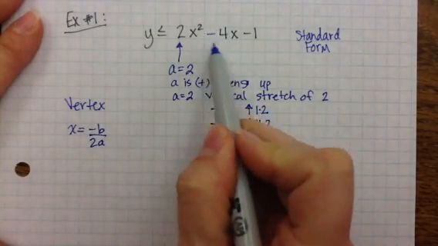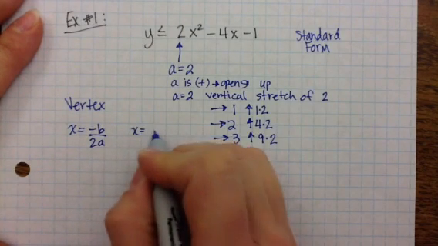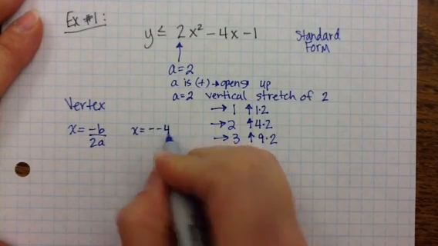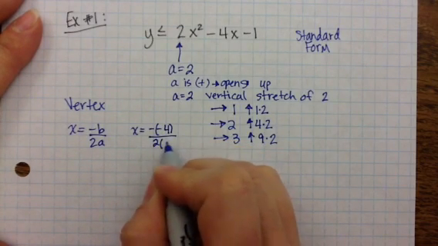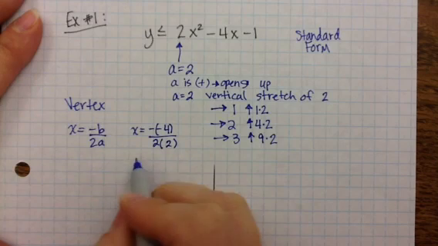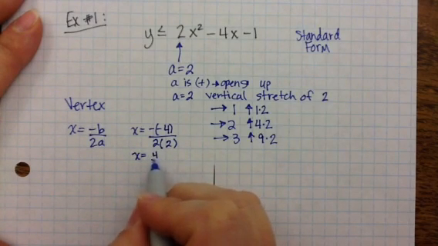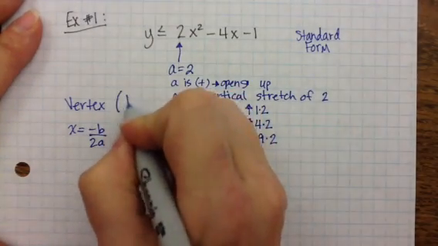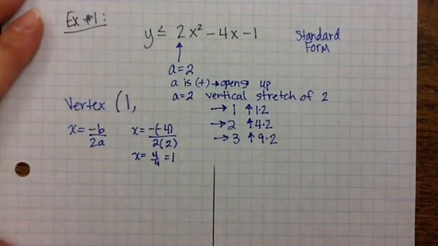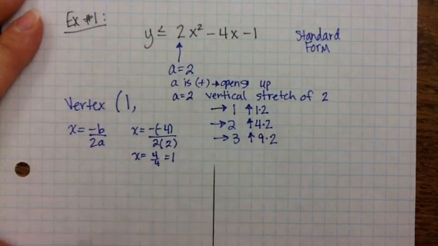b in this problem is -4, so our x-coordinate will be the opposite of -4, which will be +4, over 2 times a, which is 2. So our x-coordinate is 4 divided by 4, or 1. So my vertex is going to be at 1, comma, and then to get my y-coordinate, I'm just going to plug in 1 for the two x's here.